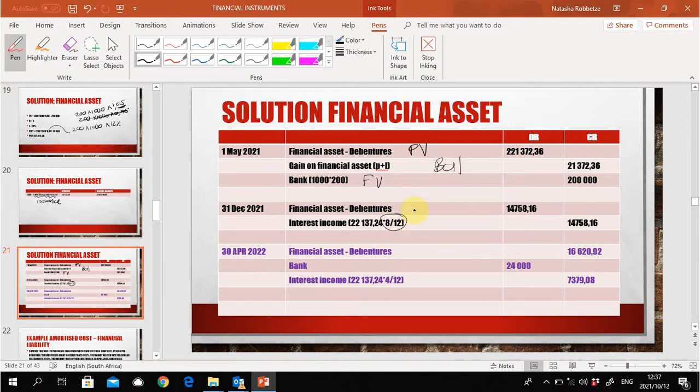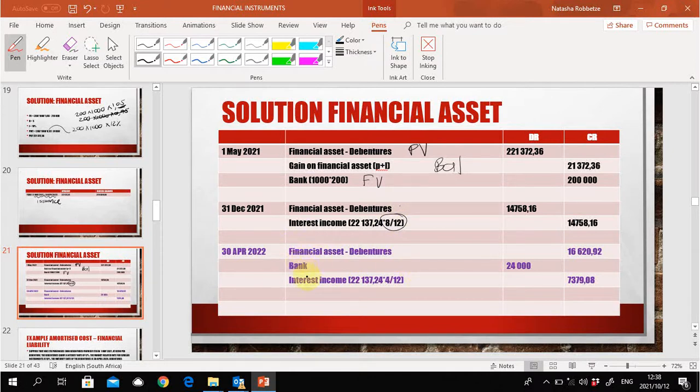Please note how there's no bank entry here, because payment is not yet receivable. Payment will only be receivable on 30 April 2022. And I did this calculation in purple just for any question marks that may exist around the date when the payment is due. But for the interest at year end, we already have to recognize the interest income because we've already earned it. So this is an accrual, right? It's the accrual concept. And what happens here is we increase our interest income by 8 months, and then we put it against financial asset debentures.